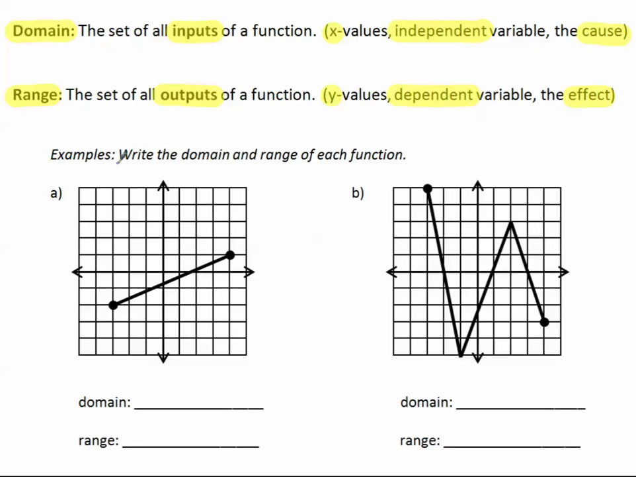Let's begin with some examples of finding domain and range. Write the domain and range of each function. Looking at this graph, remember that this is the x-axis, let's label it, and this going up and down is the y-axis. Let's label it. When we see domain, we think of the x, and the x-axis goes right and left, so we see how far left the graph goes. I see how far left it goes is -3, and how far right it goes is 4.